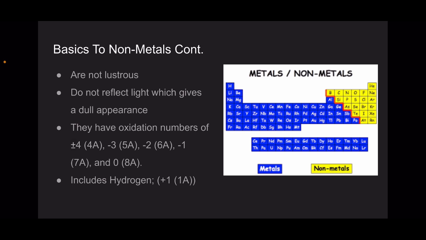They have oxidation numbers plus or minus 4 in group 4A, minus 3 in group 5A, minus 2 in group 6A, minus 1 in group 7A, and 0 in group 8A. Then also including hydrogen, you have a plus 1 oxidation number.